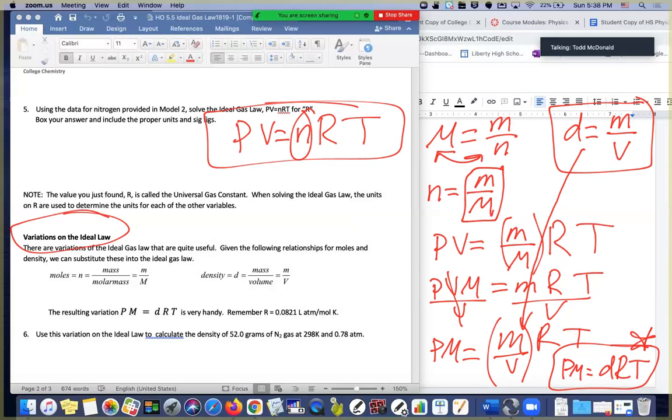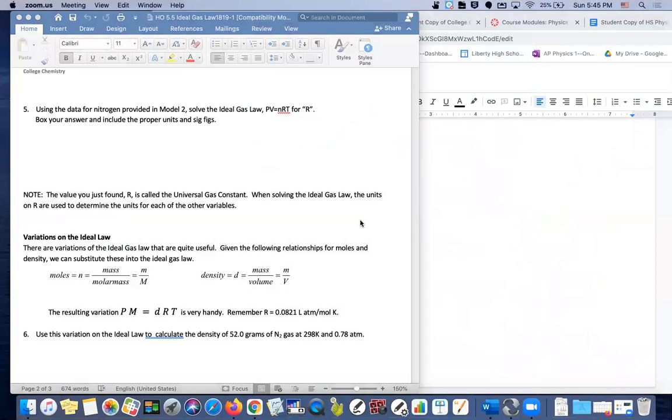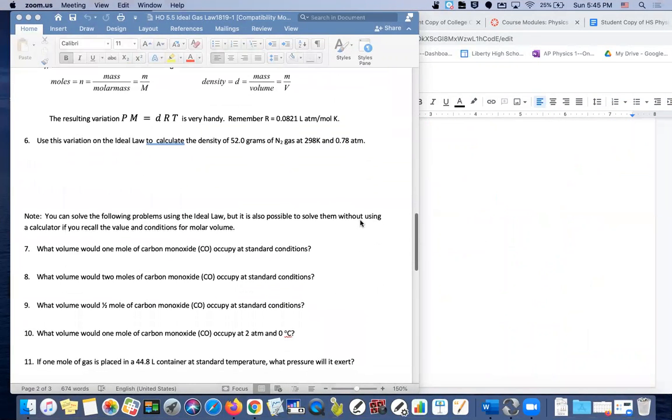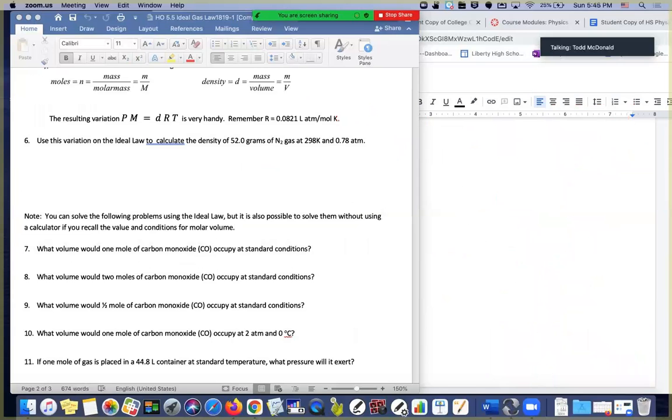So that's going to show up if you scroll down the page here. If you look at question number 6, let me just run through this one with you. We have this PM equals DRT equation. I call this the DIRT equation. So if you hear us referring to it, that's what we're dealing with. It says use the variation of the ideal gas law to calculate the density of 52 grams of nitrogen at 298 Kelvin, 0.78 atmospheres.